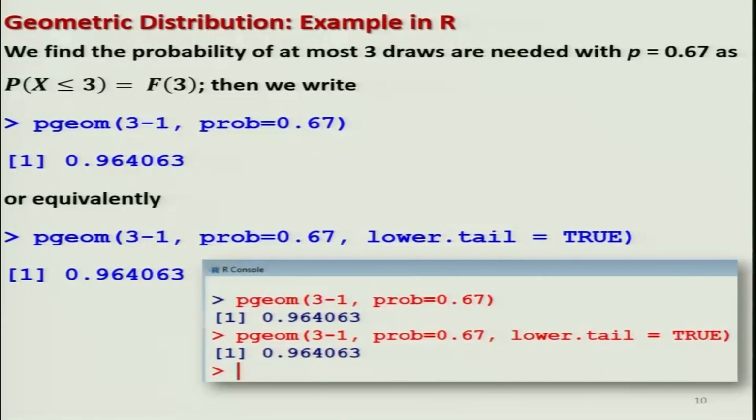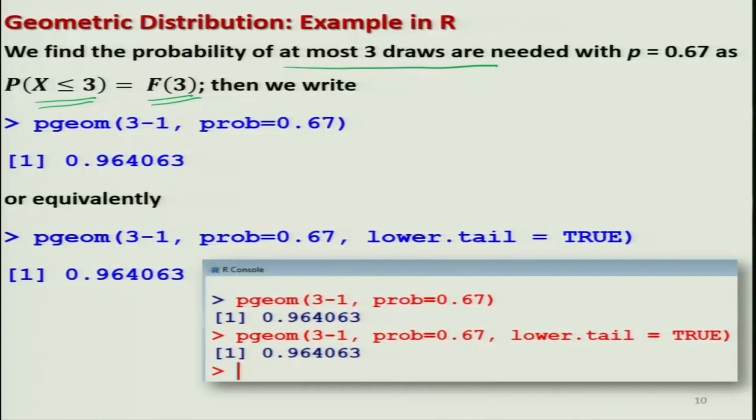Right. Now, we try to find out one more probability, that is the probability of at most 3 draws. So, then in that case you essentially need probability x less than equal to 3, which is equal to simply F(3), and now you know how you have to give.